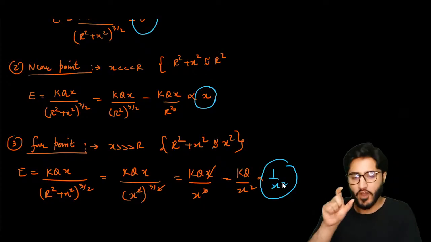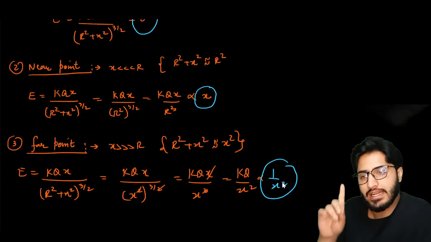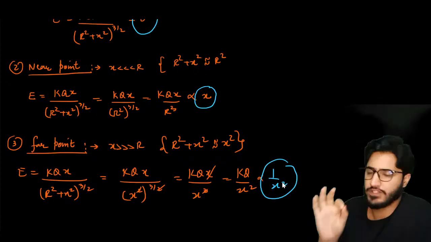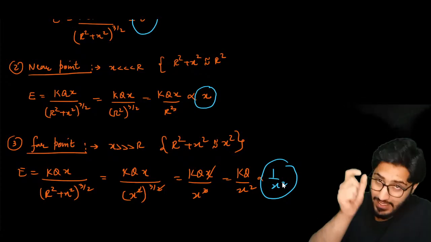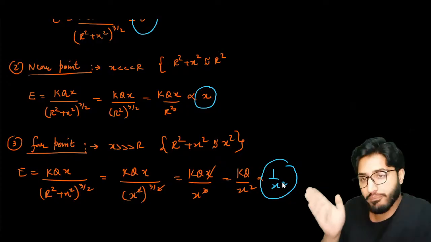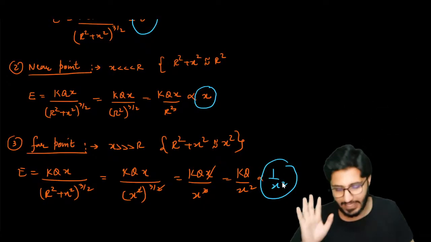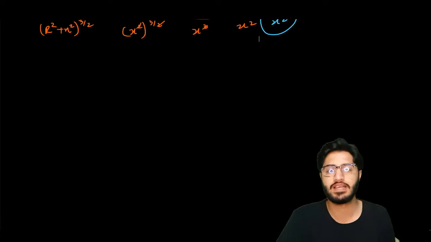From this derivation, we can conclude that at the center my electric field is 0. From the center to the near point, the electric field varies directly proportional to x. If I go beyond a certain point, it will vary as 1 by x square. So now make a graph for it. The whole thing was for the graph, right? Let us make a graph for it now.